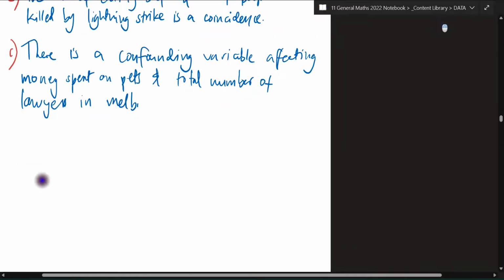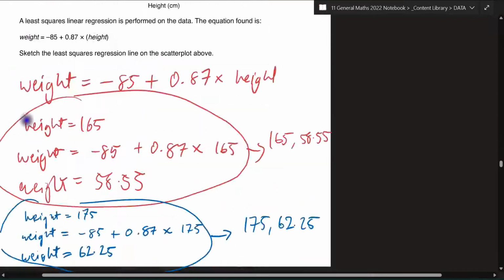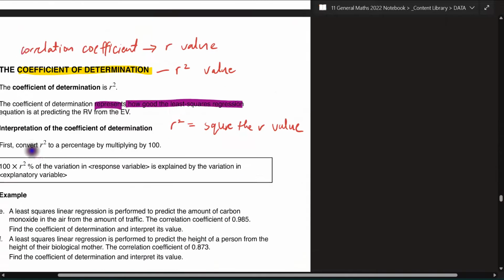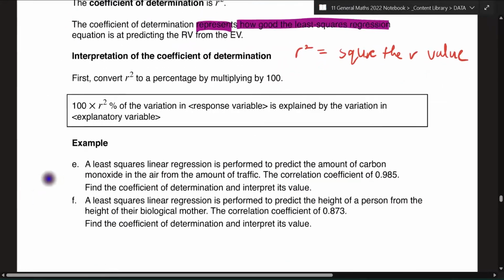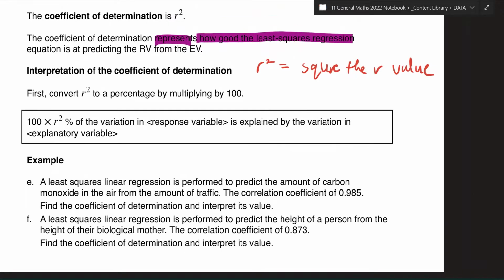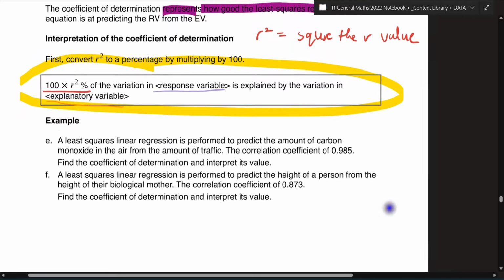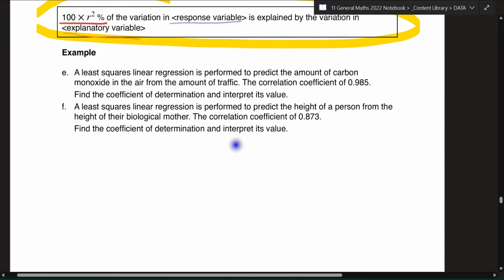Now that we have our R squared, what do we do with it? We need to interpret it. You know how to interpret your R value: you tell me the strength, the form, and the direction. When it comes to the R squared value, it's pretty straightforward. This looks a bit crazy, but basically you're finding the R squared, turning it into a percentage, and then writing this whole sentence. The only things you have to change are the R squared, the RV, and the EV. That's how you interpret it. So let's try these as an example. All right, 7E, let's try the E.